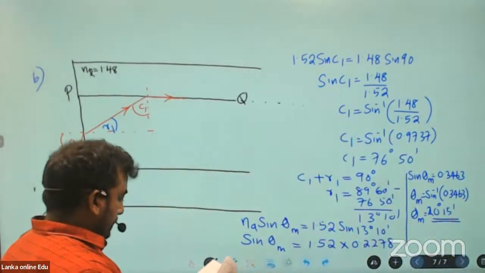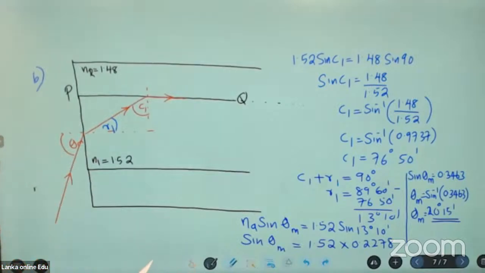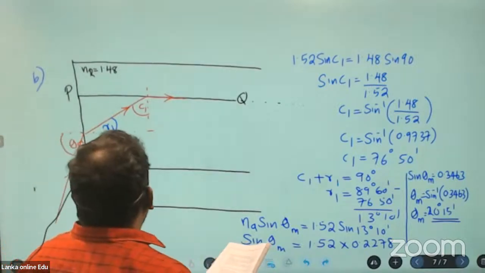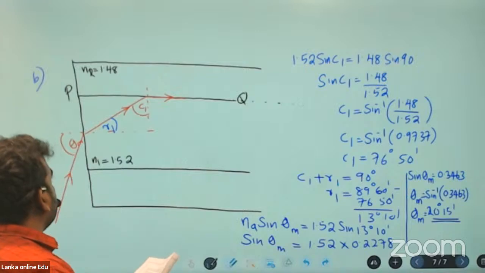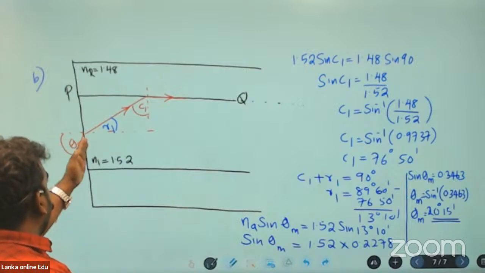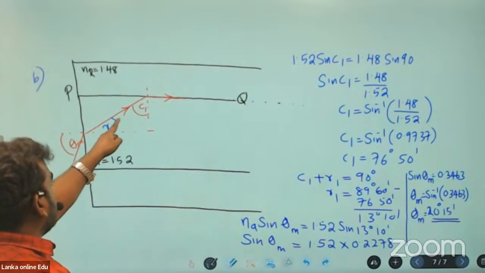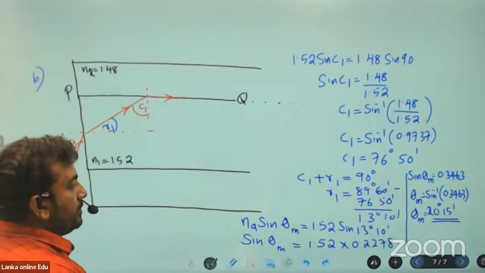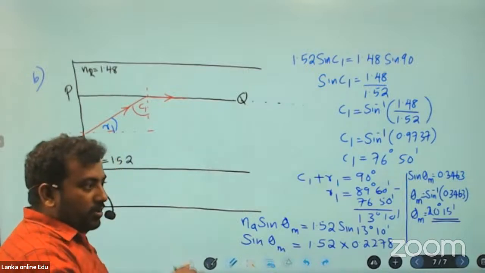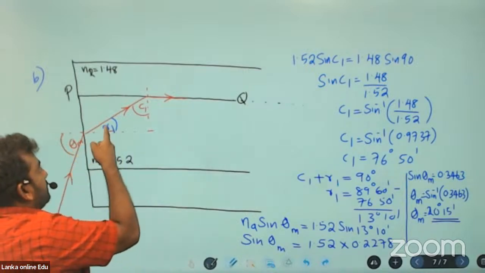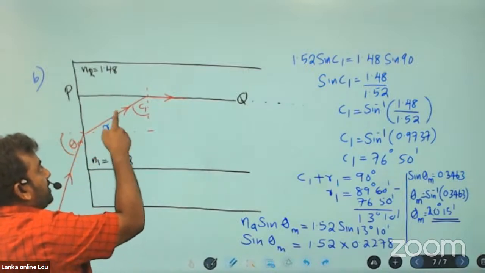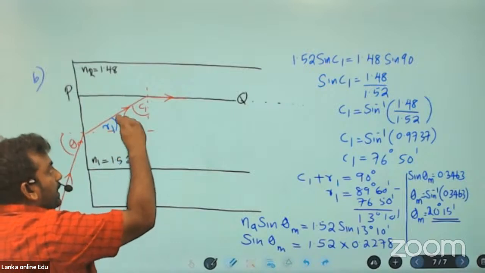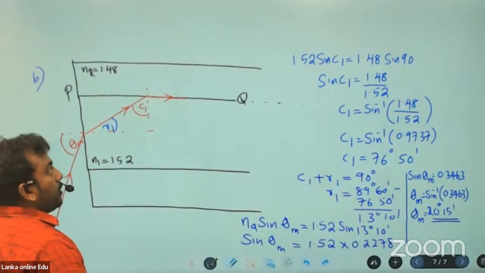So this is the maximum angle. Anything more than that, R will increase, and if R increases, C will be less. So the maximum angle is at the critical. Think logically: if R1 is more, C1 will be less, and less means total internal reflection can't occur, so it will refract.